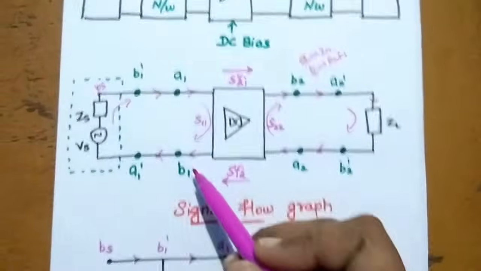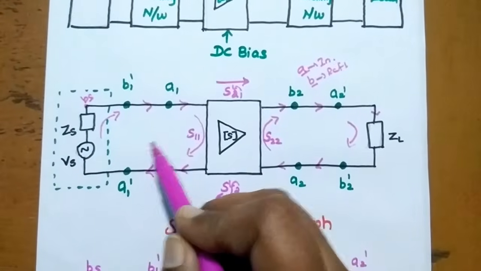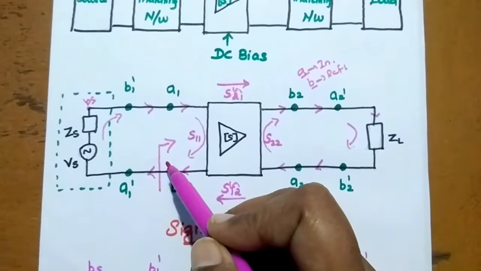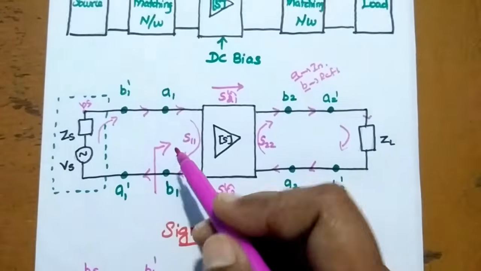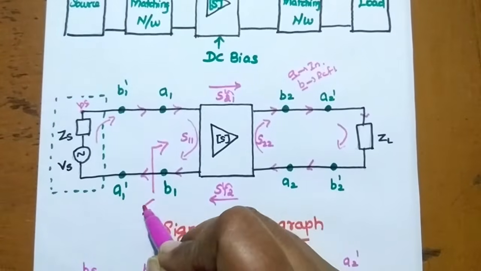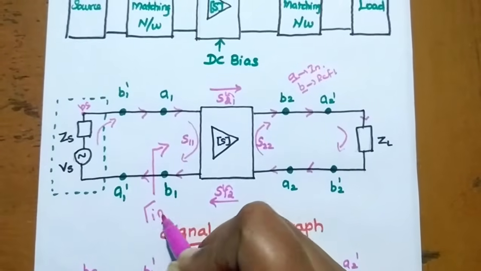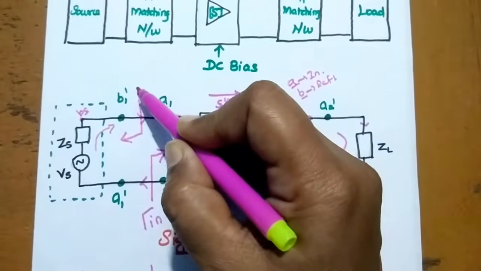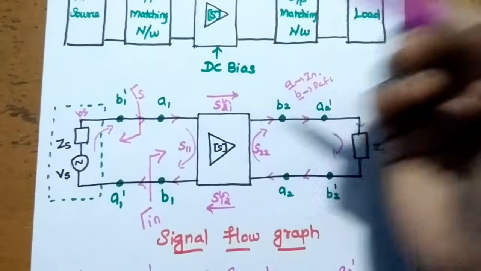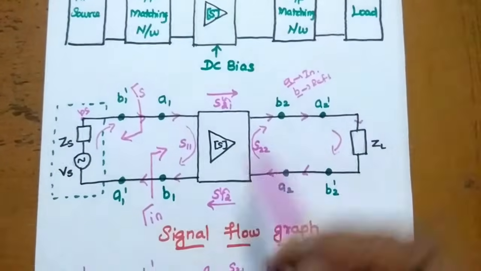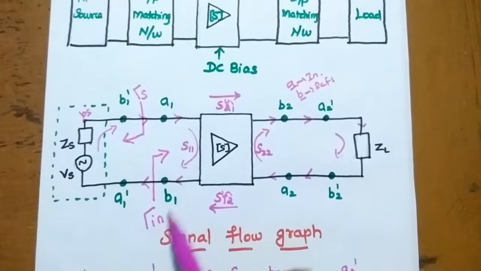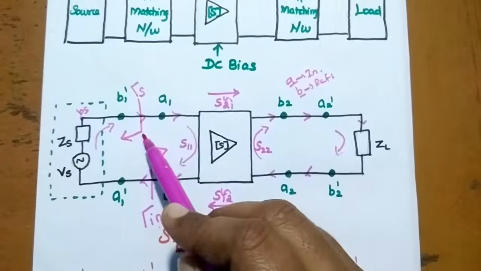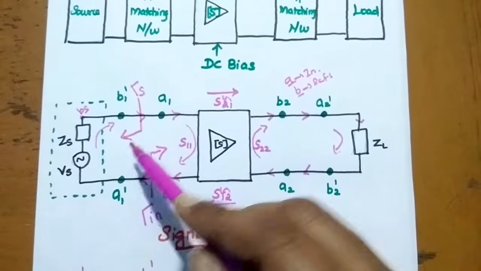So here one important point: if I consider the reflection from the input side, that is represented as gamma in. The reflection from the source side is represented as gamma S. If I am looking towards the input of the amplifier, that is gamma in, the input reflection coefficient. This is the source reflection coefficient.